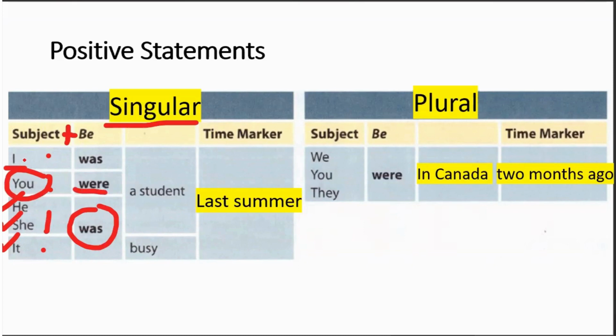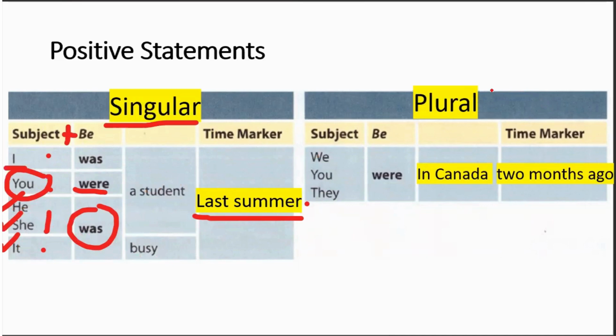So the sentence will go like this. I was a student. And then we can use a time marker at the end. Time marker is used at the end. I was a student last summer. You were a student last summer. He was a student last summer. She was a student last summer. It was busy last summer.